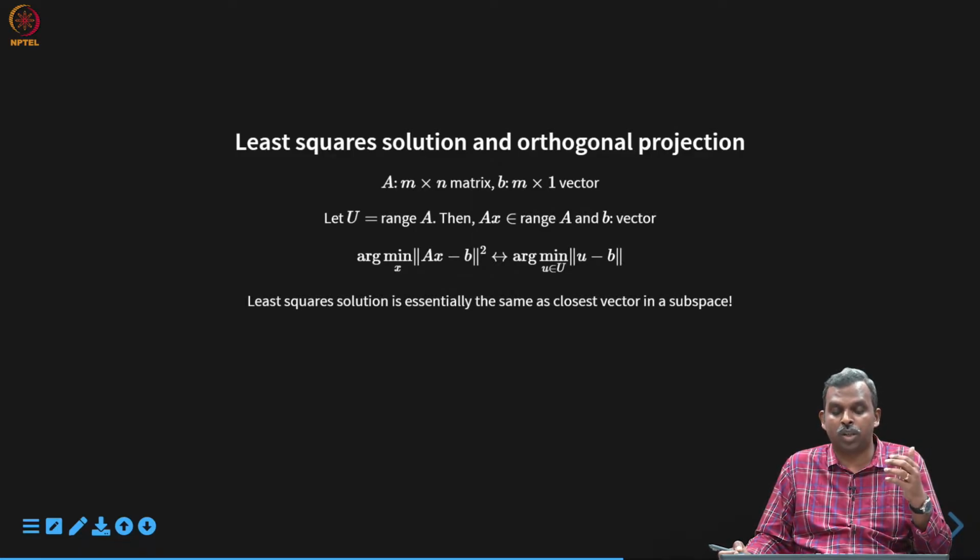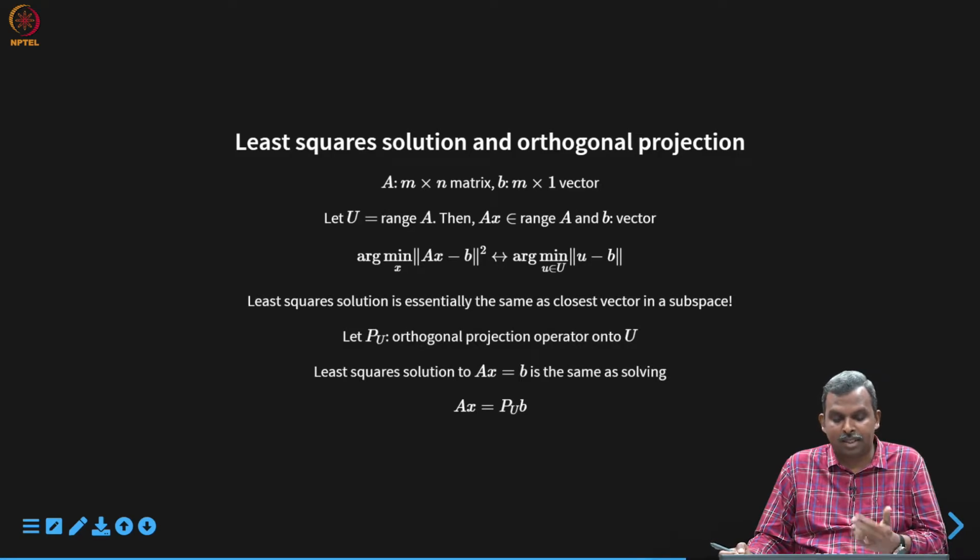Okay, so notice what is going on. When b is in the range of A, you may have many solutions for x. When b is not in the range of A, you simply look at the projection of b onto U and solve for Ax equals that projection. Okay, so that is the idea here. So, you take the projection operator onto U, you know how to do that, and then the least square solution to Ax equal to b is the same as solving Ax equals P_U b.